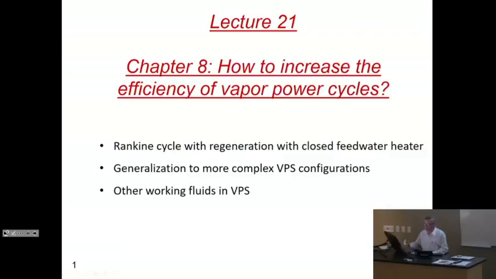All right, lecture 21. This is the last lecture on chapter 8, which is still aimed at increasing efficiency of vapor power cycles. We're going to go through a cycle with regeneration with a closed feed water heater. We had the open feed water heater in the previous cycles. And then we'll describe a few more complex vapor power system configurations and vapor power systems with other working fluids to a certain extent.